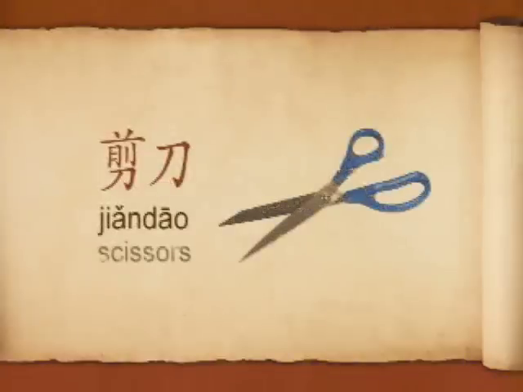剪刀 means scissors. It's said with the third and the first tones. Listen. 剪刀，剪刀，剪刀. Now, repeat it after me. 剪刀，剪刀，剪刀. 剪刀 means scissors. One of the most important items we use at school is paper.